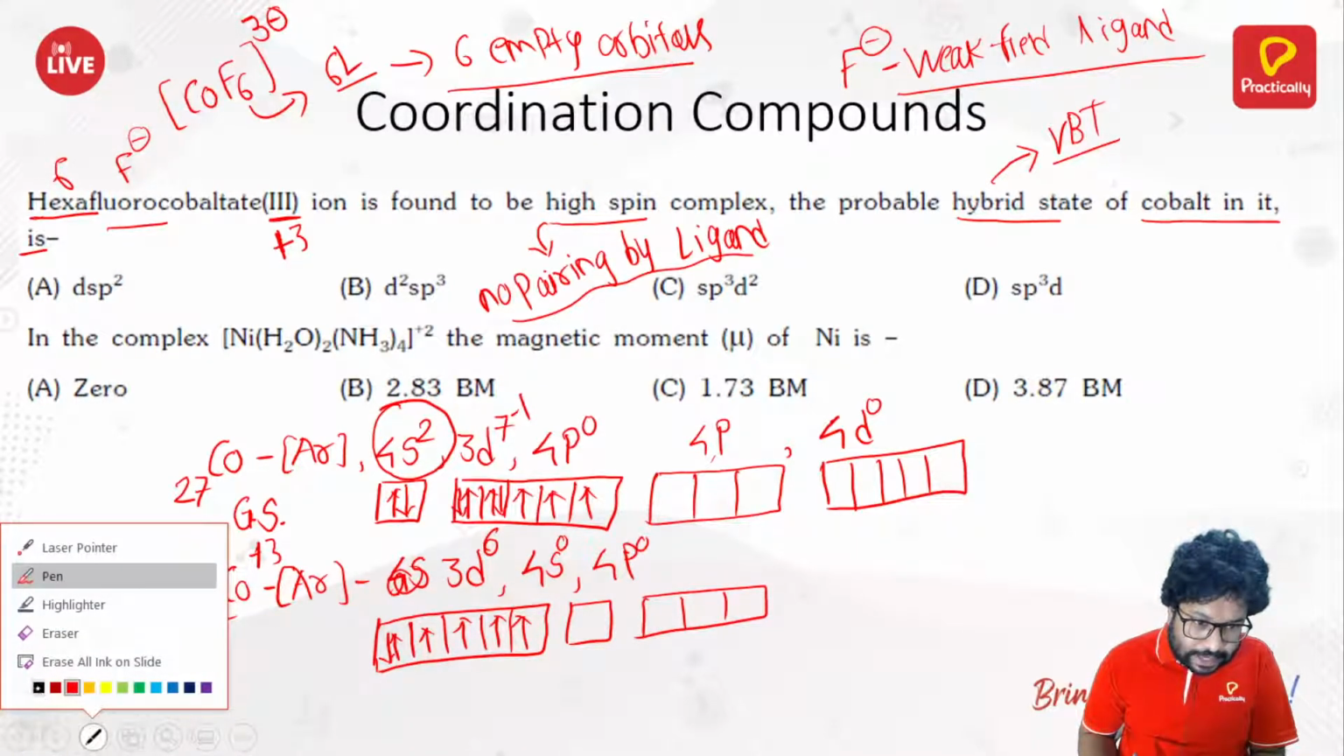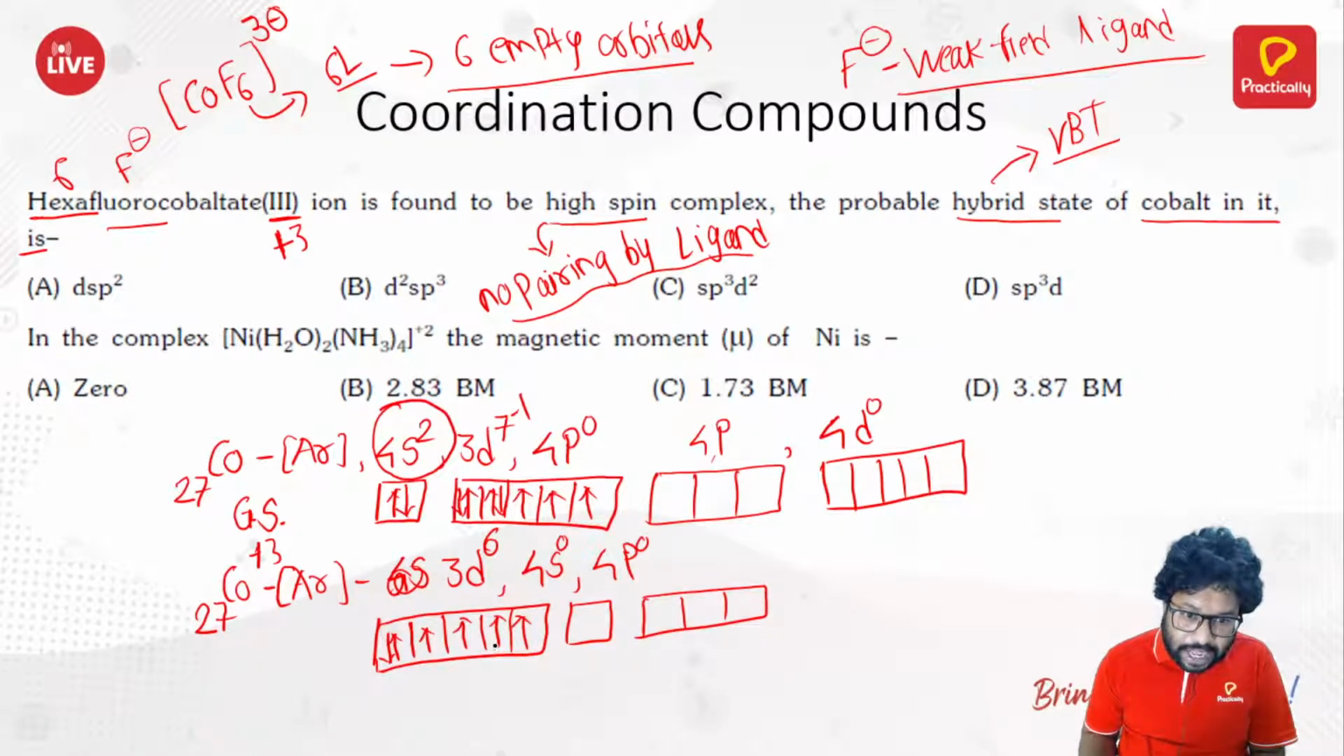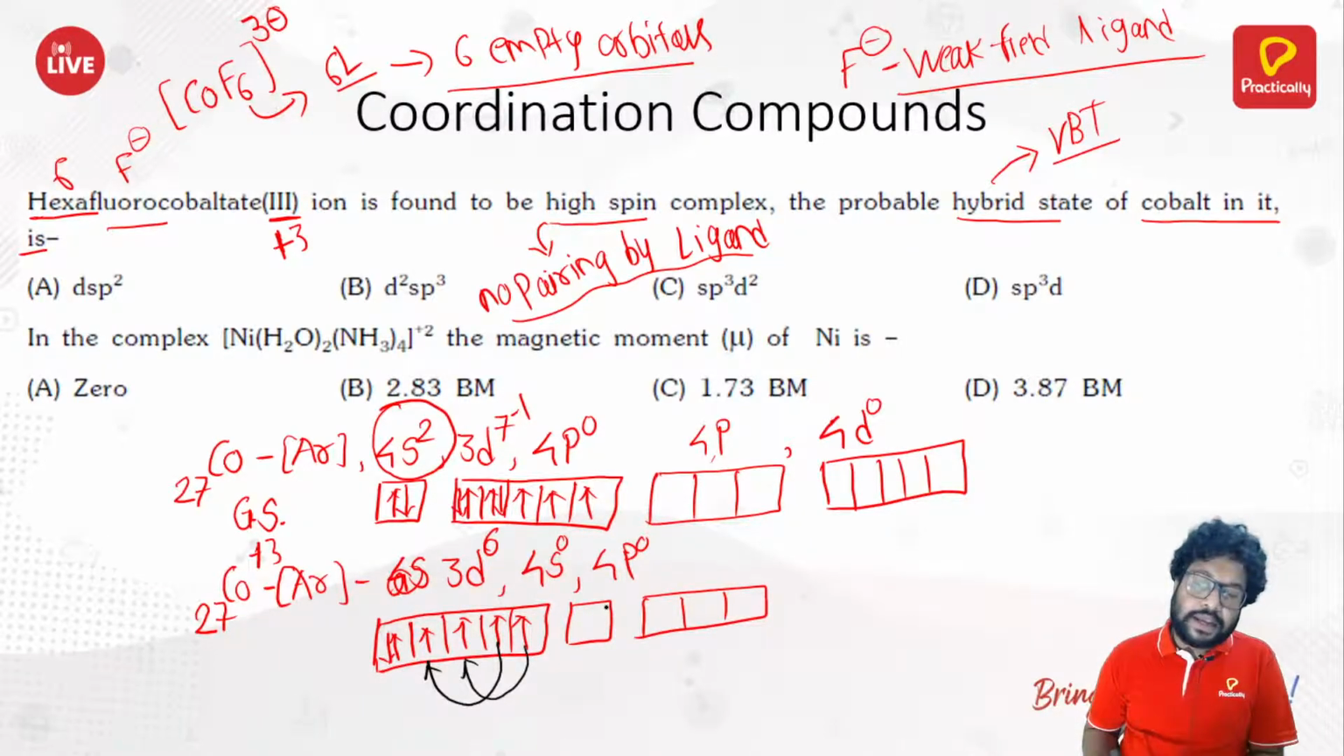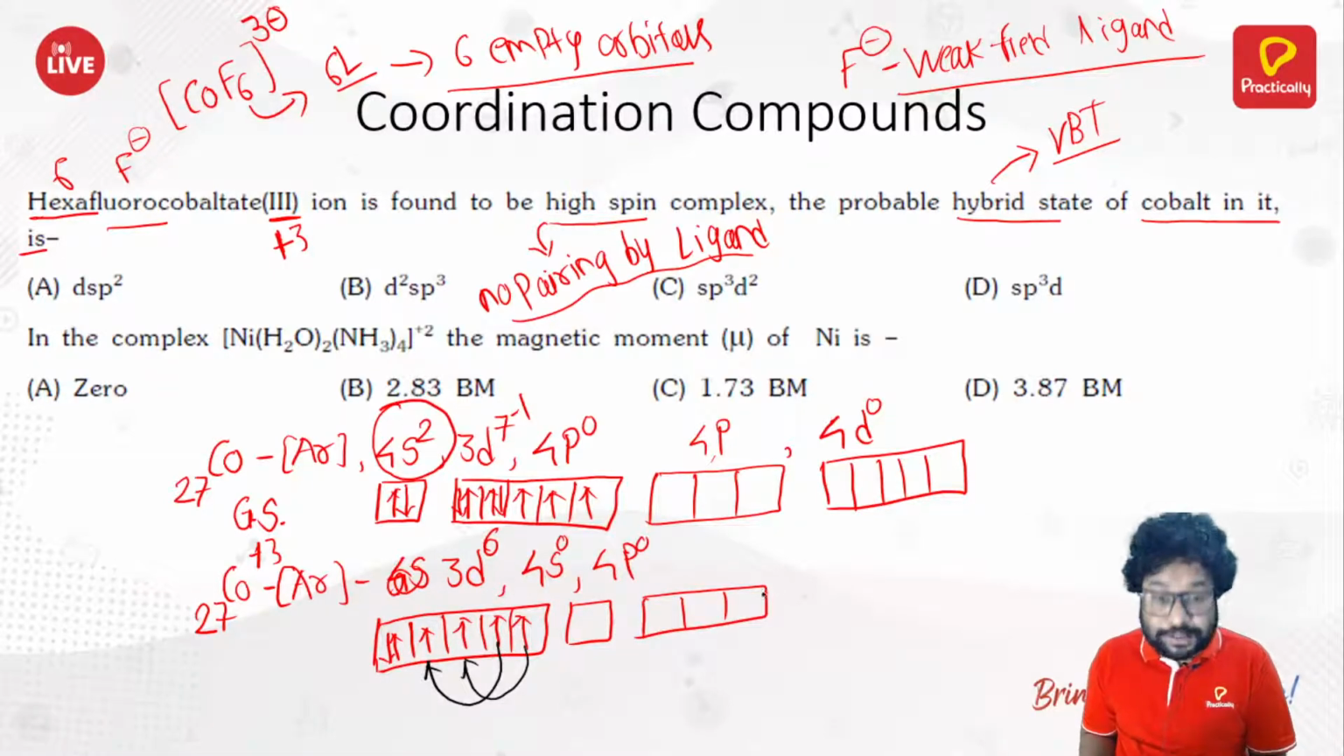Okay, let's take this dark color. Amine would have paired this electron with this, and it would have paired this electron with this. That would have made this 2d empty. That would have made this 2d empty. So 2d empty, 1s is empty and 3p are empty. Now, in that case, the hybridization would have been d2sp3.